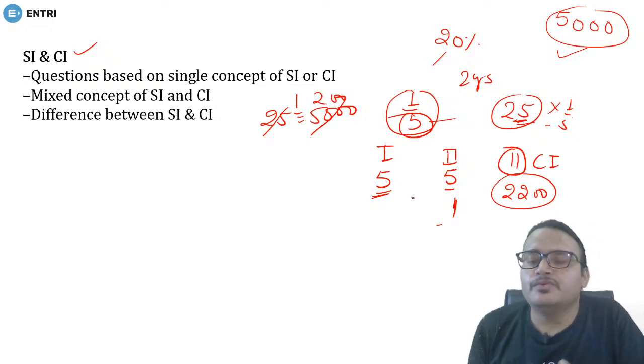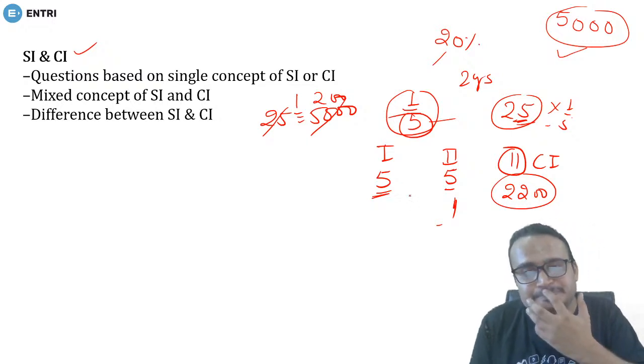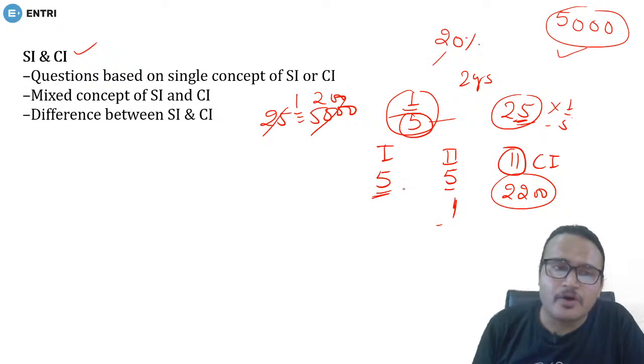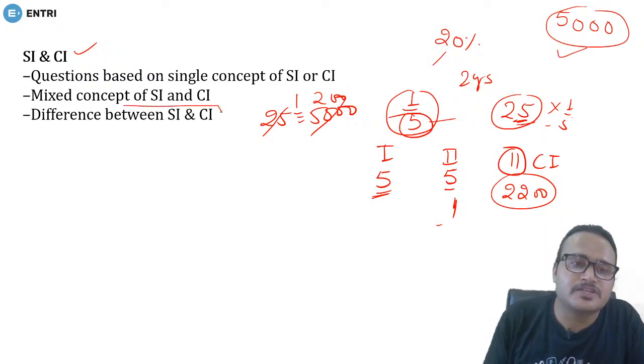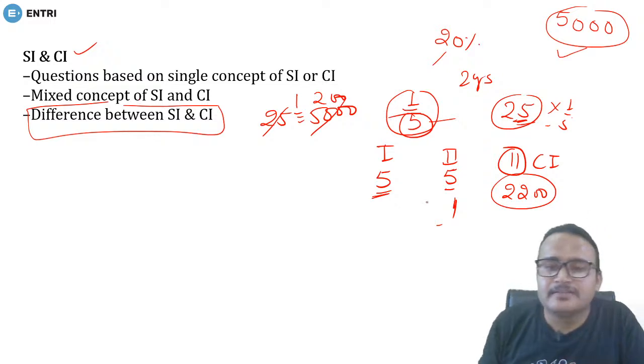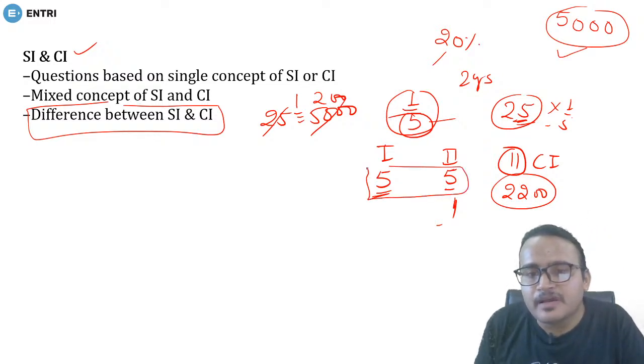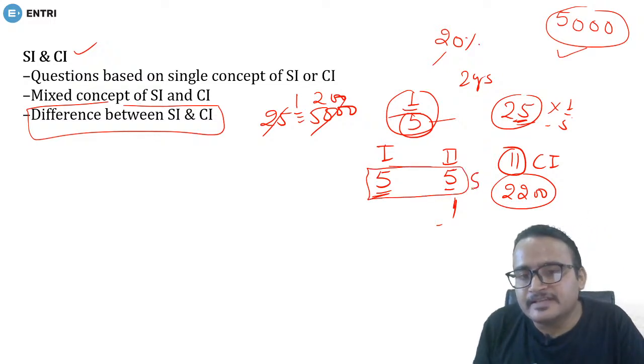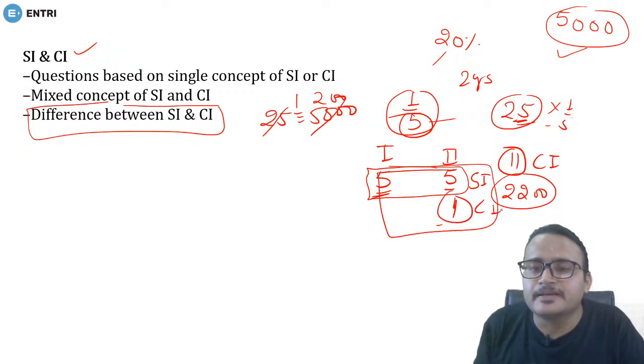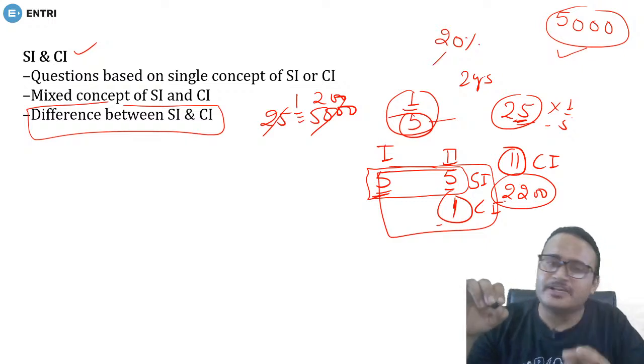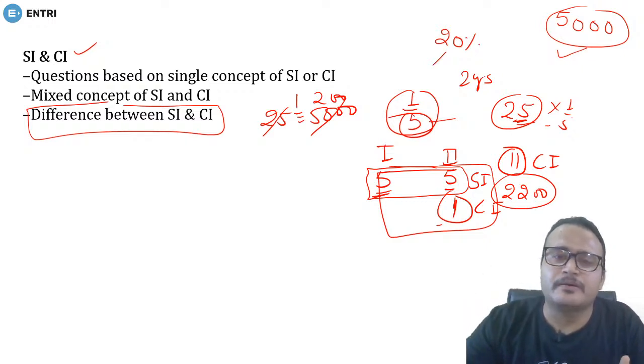And guys, if you are going to determine the difference of SI and CI, sometimes there is a question of difference between SI and CI, then this will be the SI and this will be the CI. This overall will be the CI, guys. Okay, so now you can find the difference as well. So this is a trick you can go for.